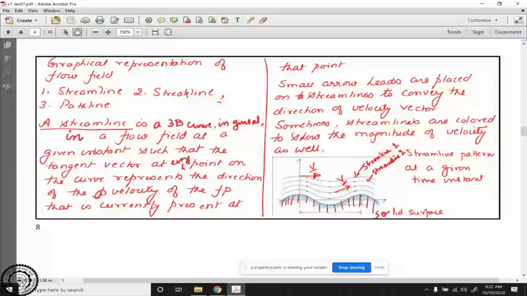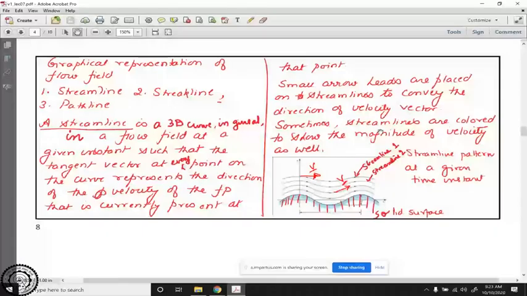Streamline curves are defined such that the tangent vector at every point on the curve represents the direction of the velocity of the fluid particle that is currently present at that point. Small arrowheads are placed on streamlines to convey the direction of velocity vectors. Sometimes streamlines are colored to show the magnitude of velocity as well.